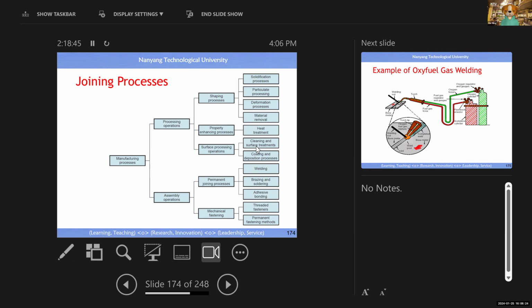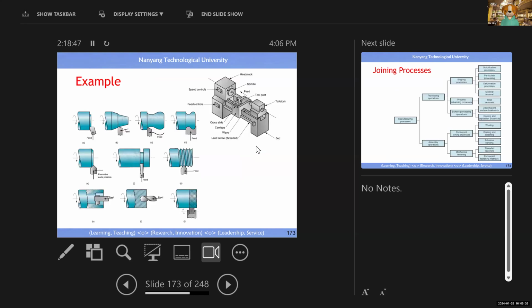Then when you remove the material, you see the control is basically motion and force, right? To summarize, in order to implement this type of process, you need to know how to control motion and how to control force. That's it, right?